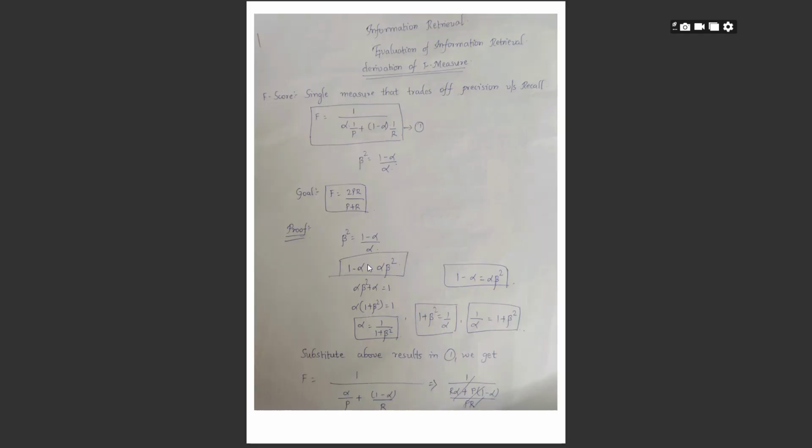So as of now, from the equation F equal to 1 by alpha by P plus 1 minus alpha by R, I have derived till this position, that is F equal to PR into 1 plus beta square by R plus P beta square. So this is the outcome as of now I am getting. But my goal is to get F equal to 2 into precision into recall by precision plus recall, that is F equal to 2PR by P plus R. How will I get it?